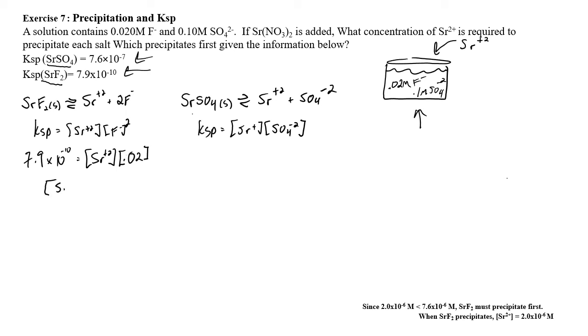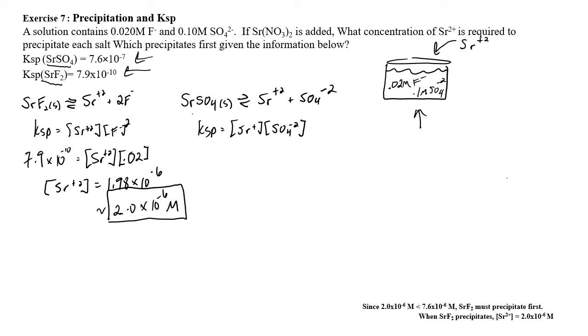When you solve for the strontium concentration, you get 1.98 times 10 to the negative 6. That's roughly 2 times 10 to the negative 6 molar. So this number is telling us this is the concentration of strontium that needs to be added to form a precipitate.